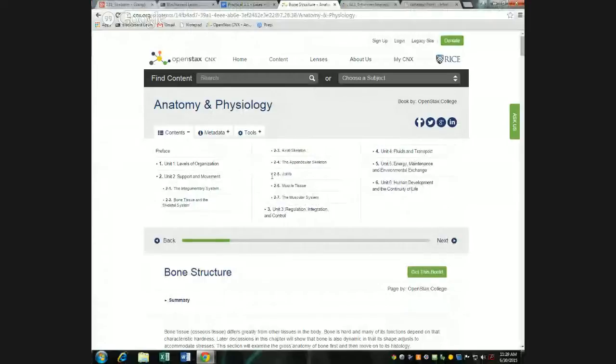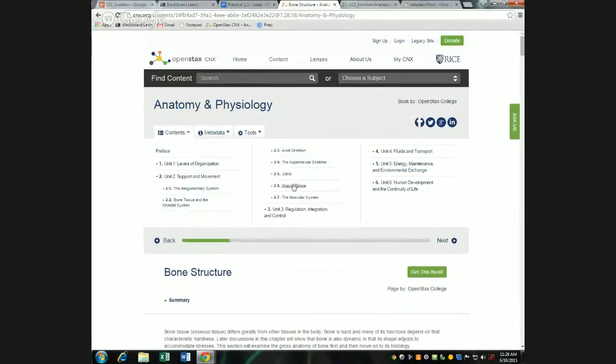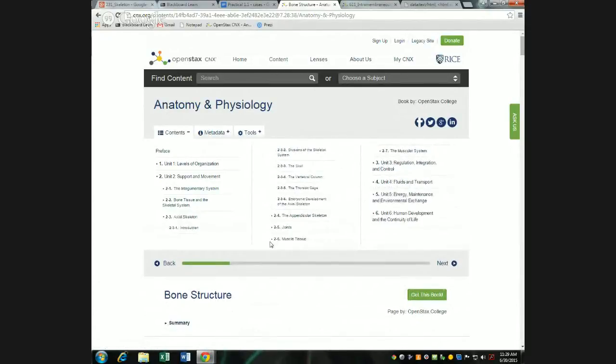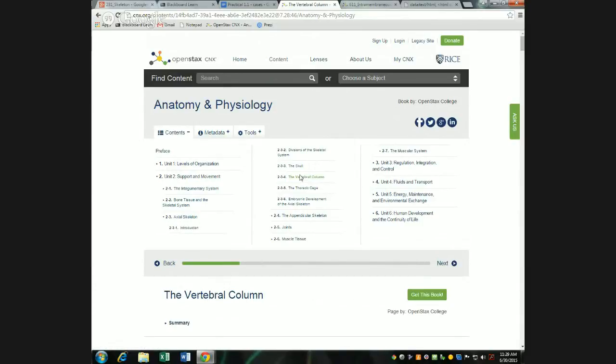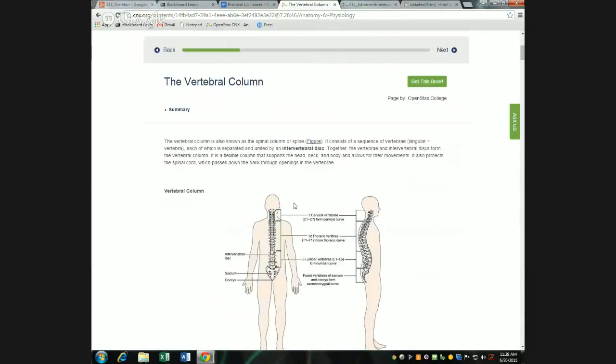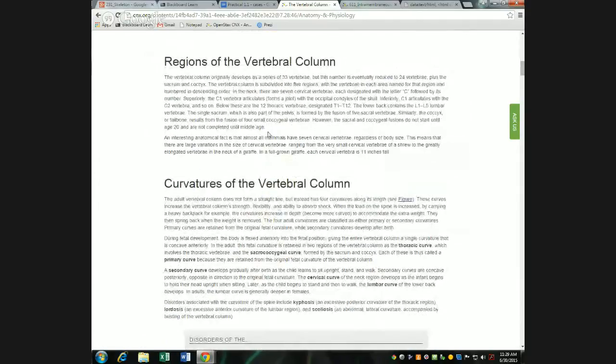In looking at the axial and appendicular skeleton part of the book, let me go into the axial. So it's broken down. It has a section on the skull, a vertebral column, thoracic cage. So if you're looking for the lumbar region of the spinal column, you can go here, and this just shows you where the spinal column is.